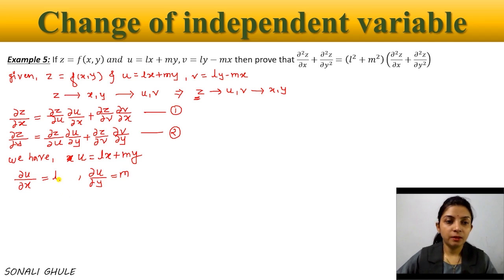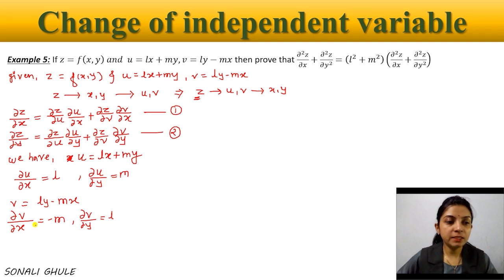Now next, the same we have to find for v. What is the value of v given to us? It is ly minus mx. Now differentiate v with respect to x. So what is the derivative of v with respect to x? Yes, you can see, keeping y constant, it is minus m. Then v with respect to y, keeping x constant, the derivative of v with respect to y is l.